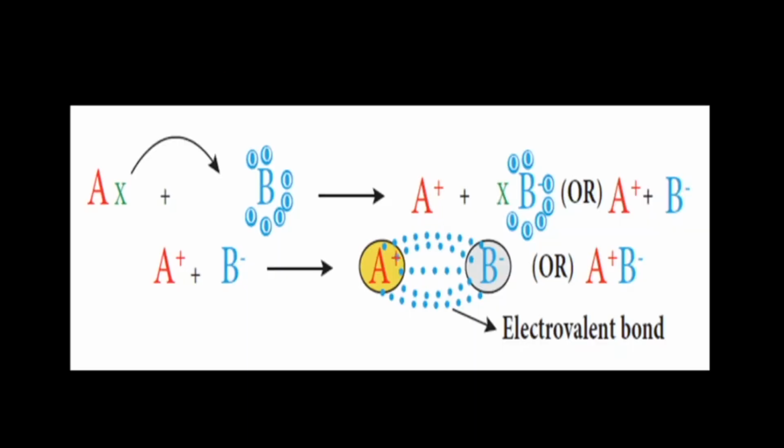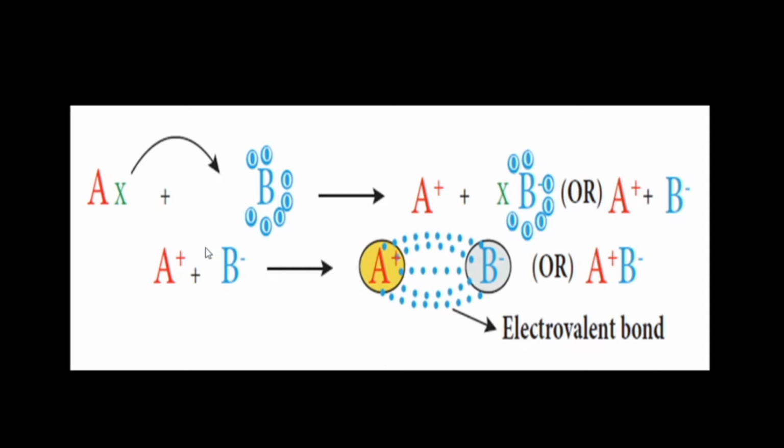Yes, good. So next, this is the diagram. A has 1 electron, denoted by the symbol X, and B needs 1 electron to obtain an octet configuration. So the electron should be transferred from A to B and form an anion and cation. These anions and cations are joined together because of the electrostatic force and form an electrovalent bond or ionic bond, that is AB as a compound. So this is the formation of ionic bond.